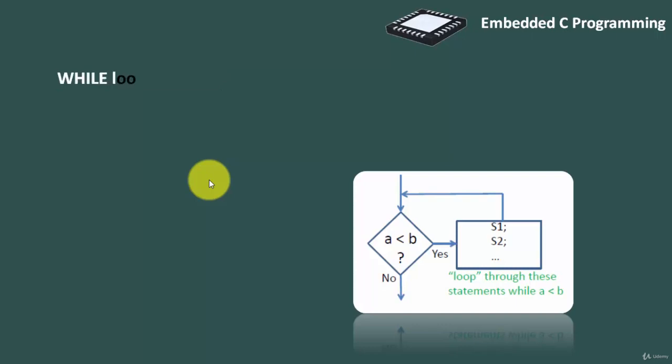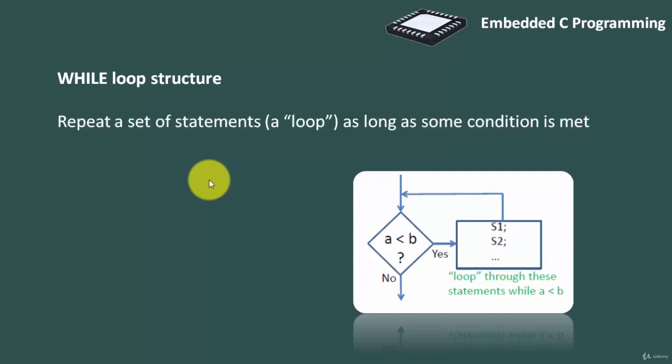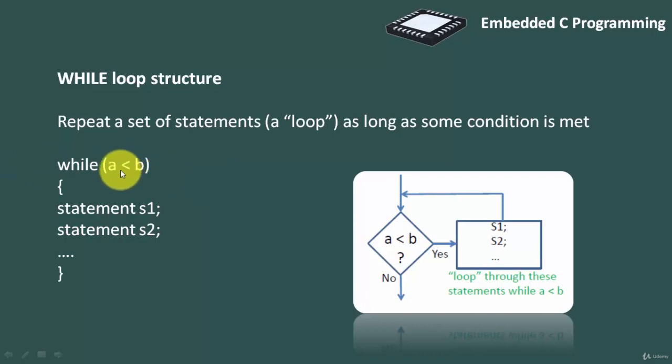Now let's see iterative C control structures. The first one is the while loop structure. Here we repeat a set of statements as long as some condition is met. For example, while a is less than b. Till the time this condition is true, statements 1 and 2 will get executed continuously since it's in a loop. When this condition becomes false, the while loop will get terminated.